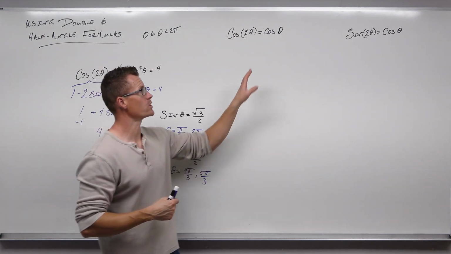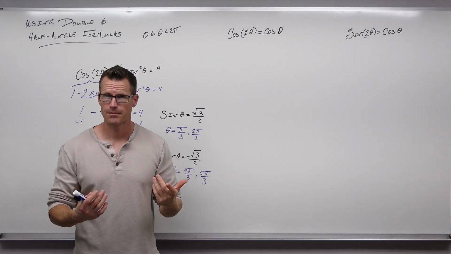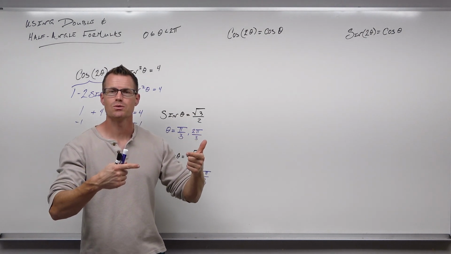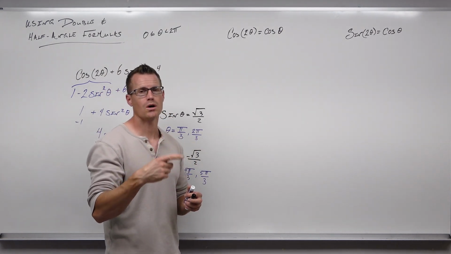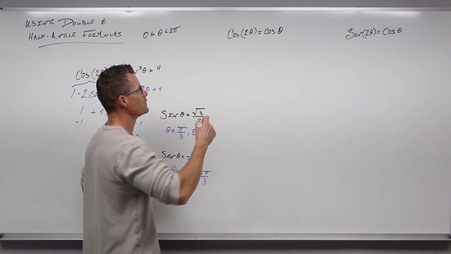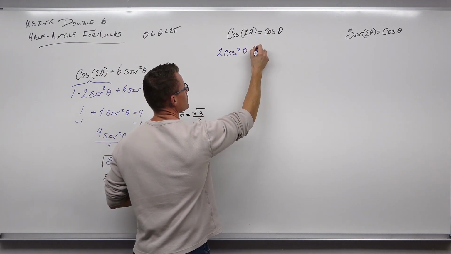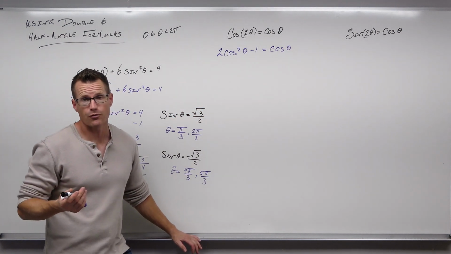Which one matches up with what you have over here? Well, probably not the stuff with sines in it. So maybe I choose the double angle formula for cosine that has to do with cosine, and just cosine. That's going to give us 2 cosine squared theta minus 1. So where do we go from there?